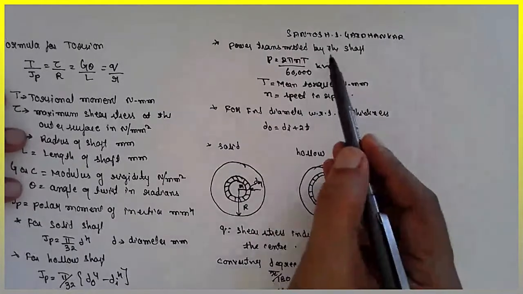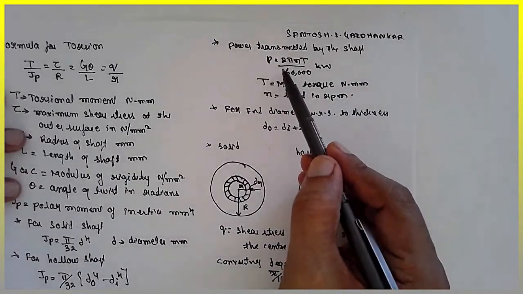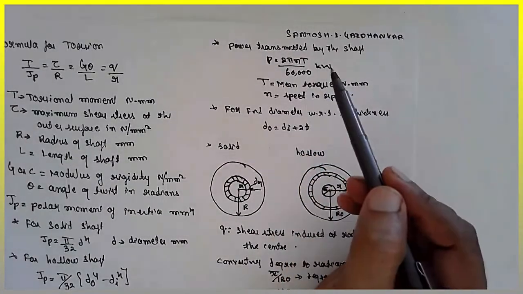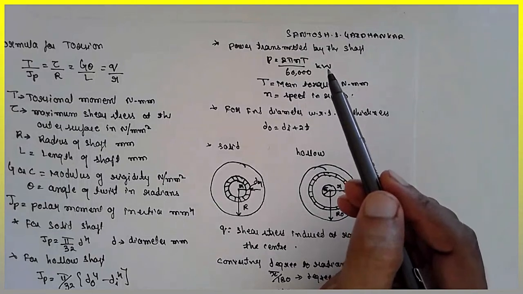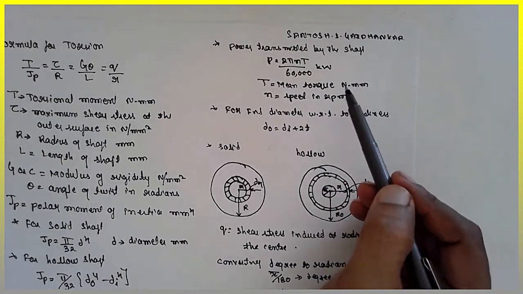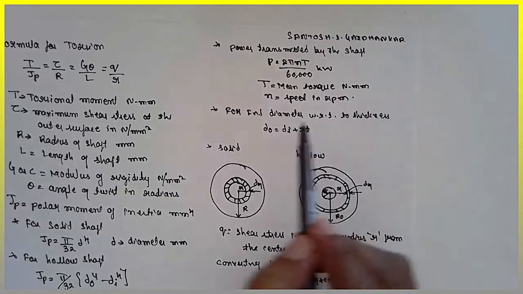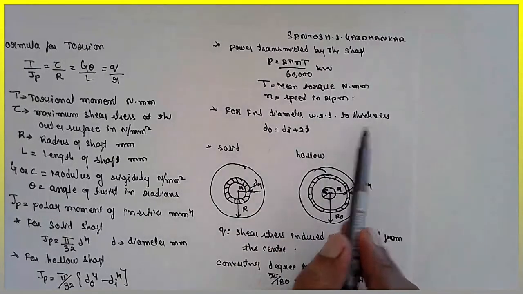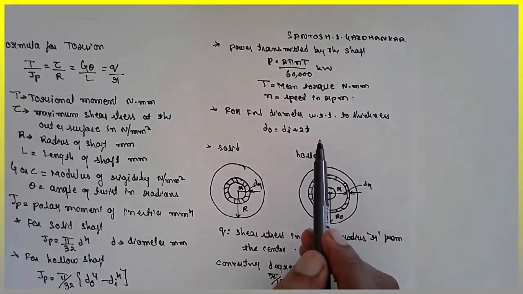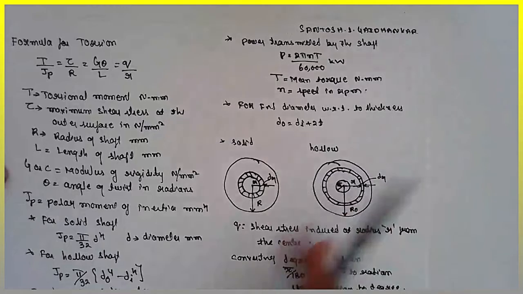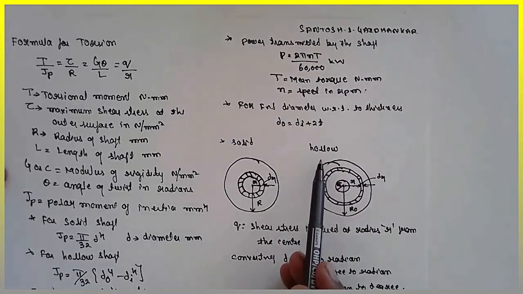Now, in order to find out the power, the formula is P is equal to 2 pi N T divided by 60,000 kilowatt, where T is nothing but the mean torque, which has to be expressed in terms of Newton mm, and N is the speed in terms of RPM. This is for finding the diameter with respect to thickness. This is the solid shaft, and this is the hollow shaft diagram.